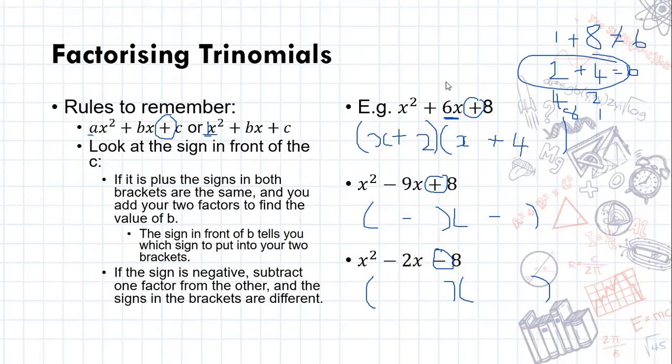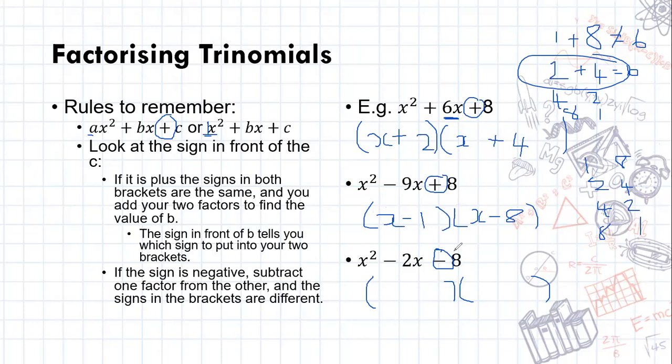Again, we have x squared minus 9x plus 8. So if we look at our factors, I'll just write them down again. So it's 1 and 8, 2 and 4, 4 and 2, and 8 and 1. So here our sign at the back is plus. So again, we're adding our factors to get our middle term, and both the signs of our factors are negative. So we can just say, is 1 plus 8 equal to 9? Yes, it is. So I've got x minus 1 and x minus 8. And now I factorize my trinomial.